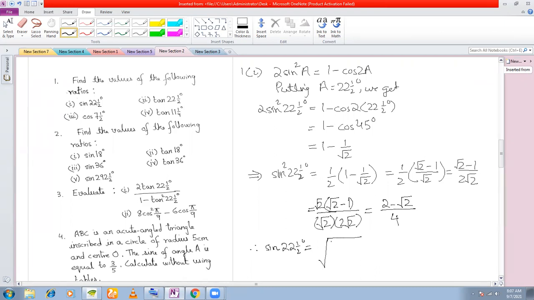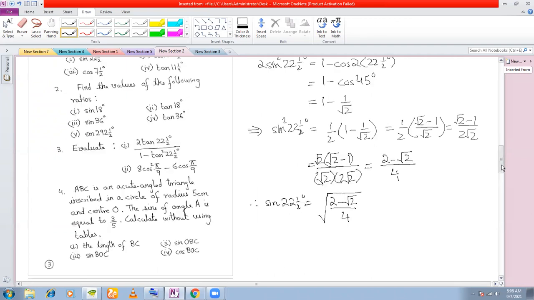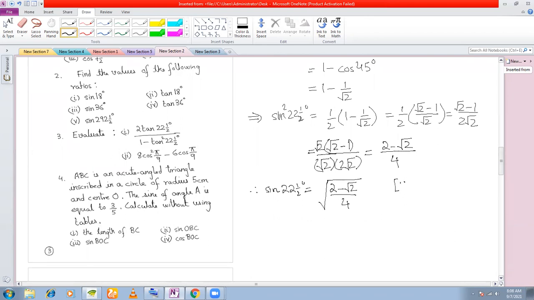We don't take the negative sign. Why we don't take the negative sign? Because 22 and a half degree is an acute angle and sine of acute angle is positive, right? So that is why we don't take the negative sign. It's greater than 0. 22 and a half lies in the first quadrant. So sine 22 and a half must be positive, right? So therefore you get this as root over of 2 minus root 2 divided by 2, and that's your answer. Okay, any question?